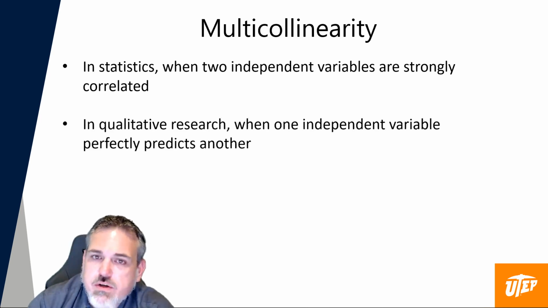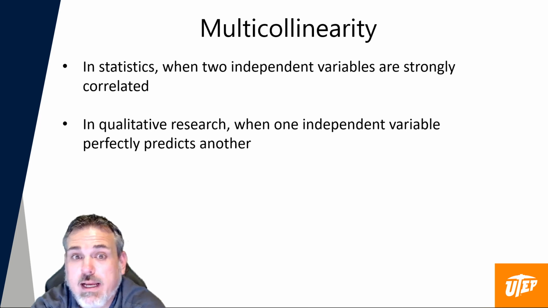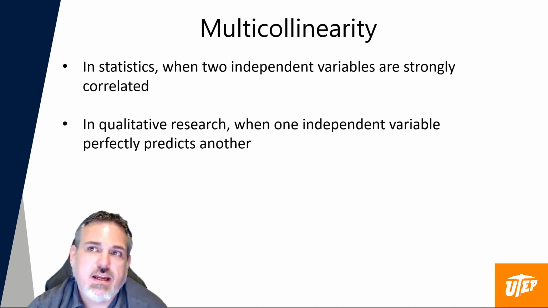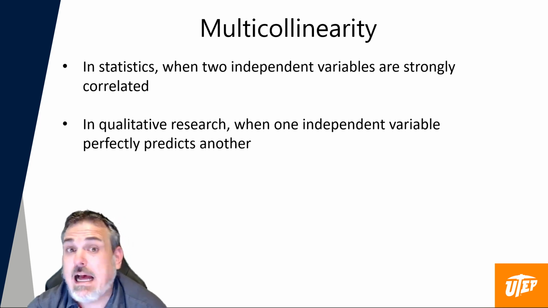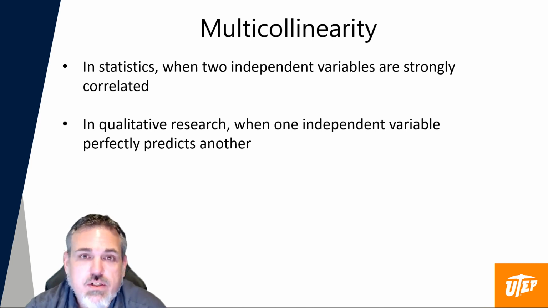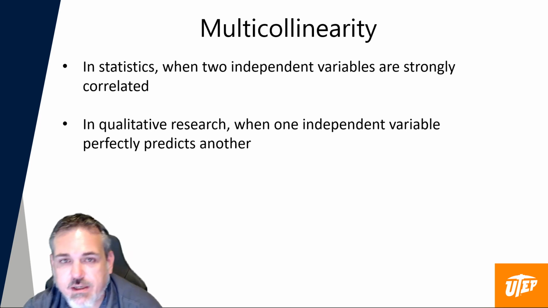In qualitative research, it's a bit different. In qualitative research, when we say multicollinearity exists, what we mean is that one of your independent variables perfectly predicts another independent variable. In that circumstance, when both of your independent variables are exactly the same all the time, let's think of it in a very easy sense, a dichotomous variable. That is a variable that can take two values, 0 and 1. Let's say every time in your research, every time you have a 0 on variable A, you have a 1 on variable B, and every time you have a 1 on variable A, you have a 0 on variable B.